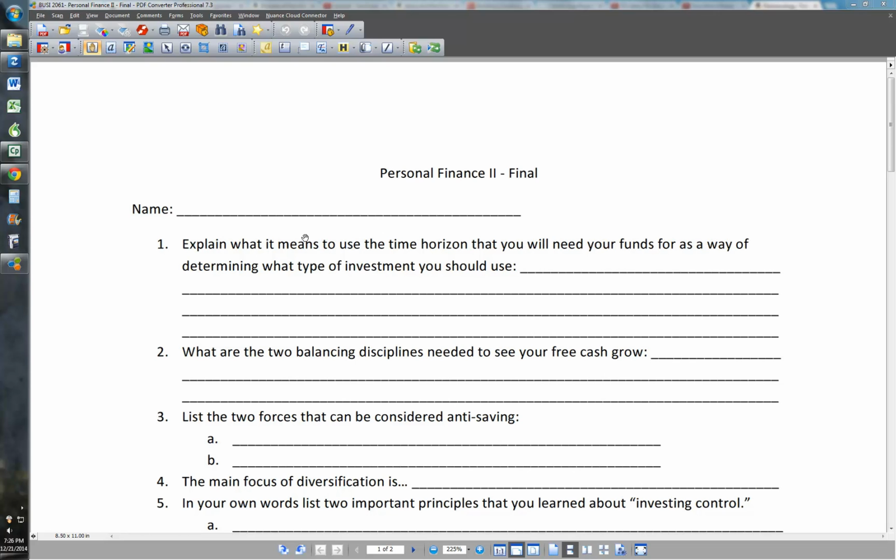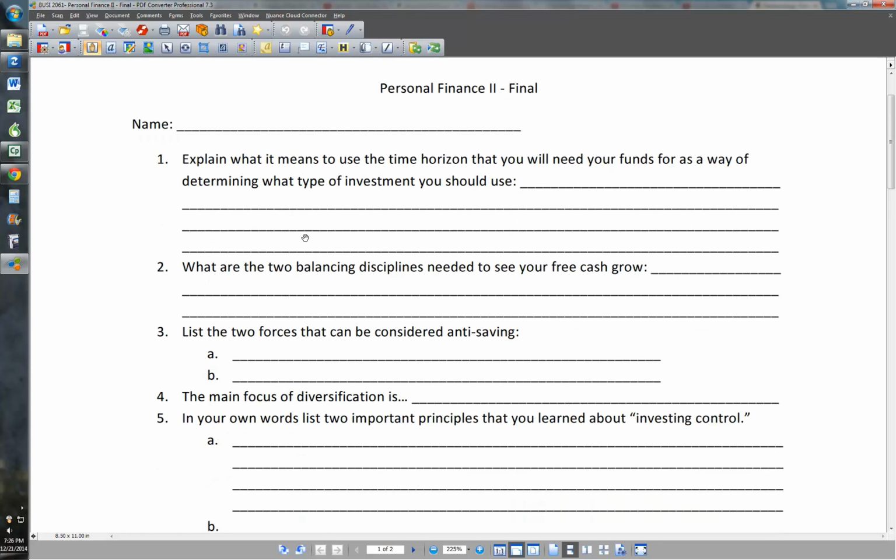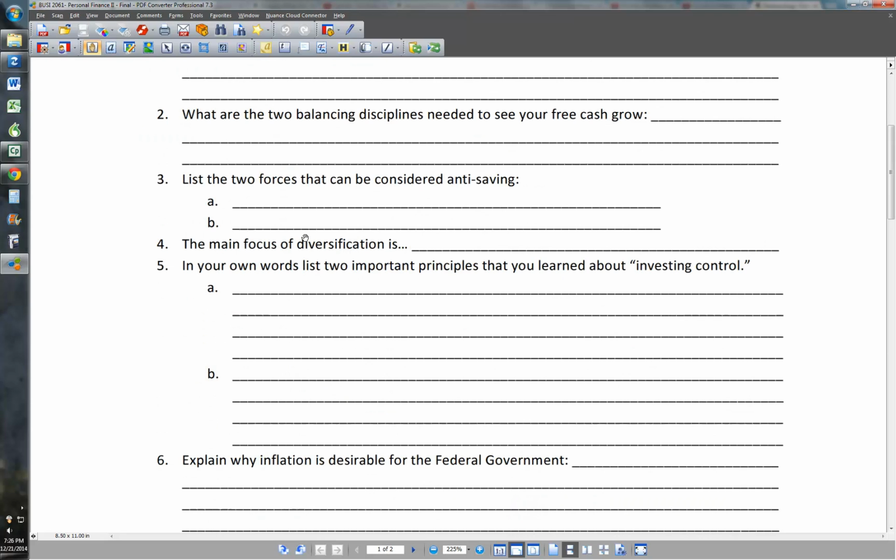Okay. Number 2, what are the 2 balancing disciplines needed to see your free cash grow? So basically what I'm thinking here is there are 2 things that kind of are in competition. One is how much you save, right? And then the balance to that is how much you spend. That you could be a really great saver, save a lot, and because you're also spending so much on the other end, you're not getting your maximum return. So it's kind of a balance. That's why I call it the balancing disciplines.